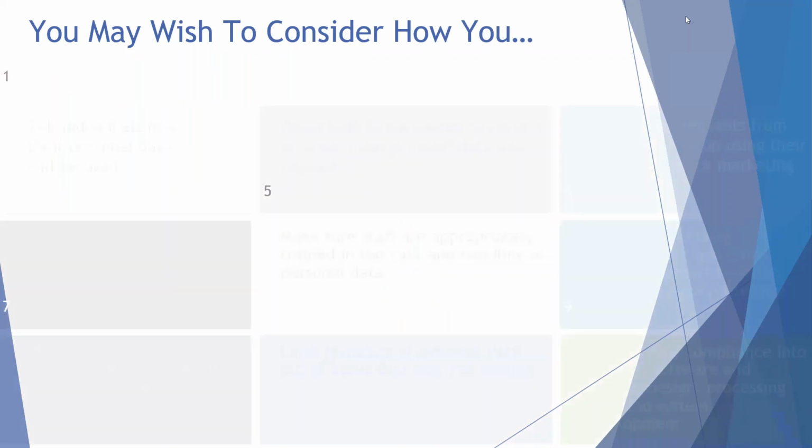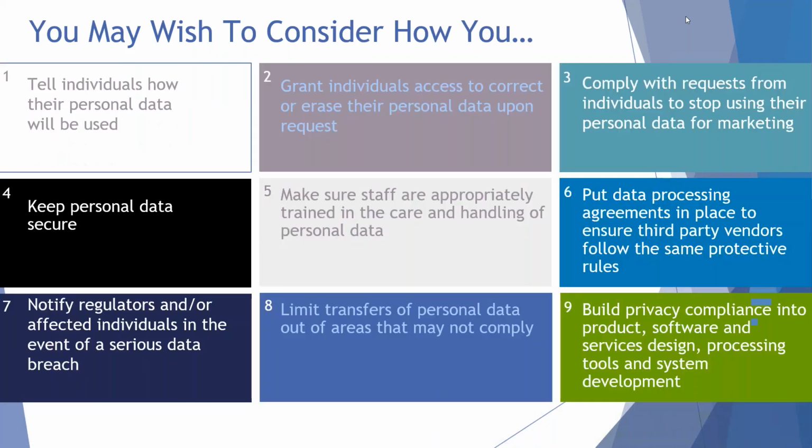Now, if I was to distill down some of the requirements into some common elements, and again, these are my opinions here rather than those of RSA's, what I've got up on screen at the moment is a general summary of some of the things that organisations might wish to consider when it comes to their privacy program. I won't go through all of these, but some of the most common ones that we're seeing are around how we tell individuals how their personal data is going to be used, how we make sure that we keep personal data secure, and how we make sure that staff are appropriately trained in the care and handling of personal data.